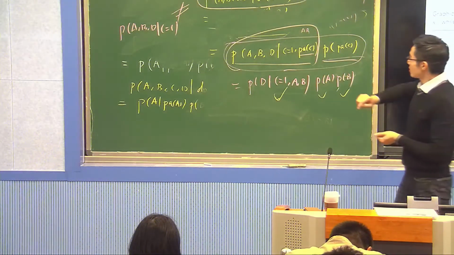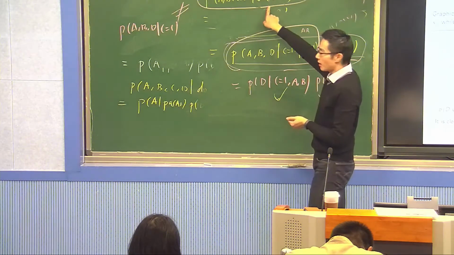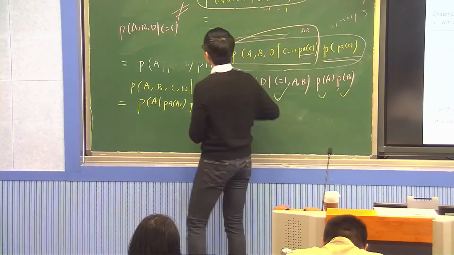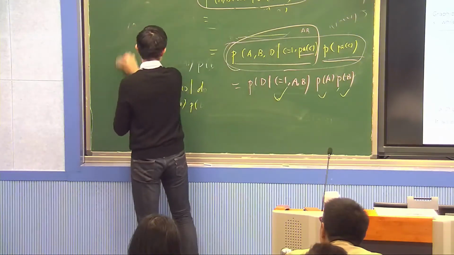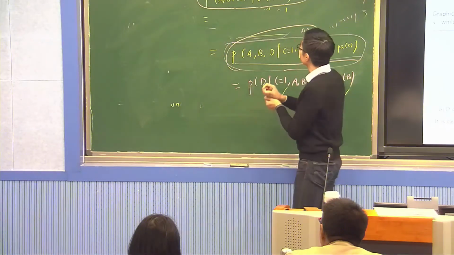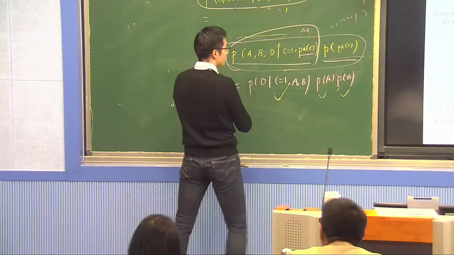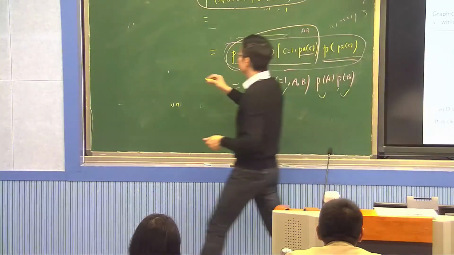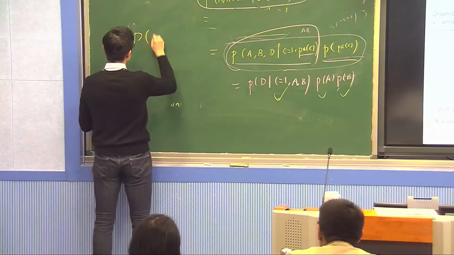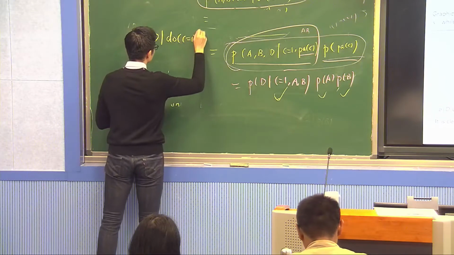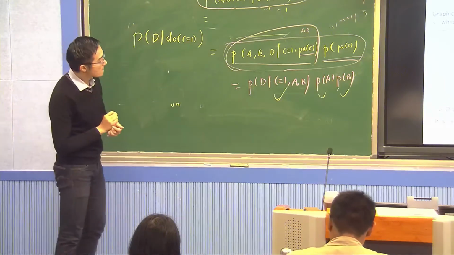Now, this is the causal effect of C on the joint distribution. What if I'm interested in the causal effect of C on a particular variable? I just want to know the causal effect of C on D. So what I want to know is P(D | do(C = 1)).